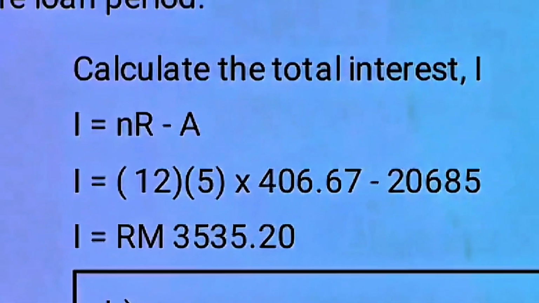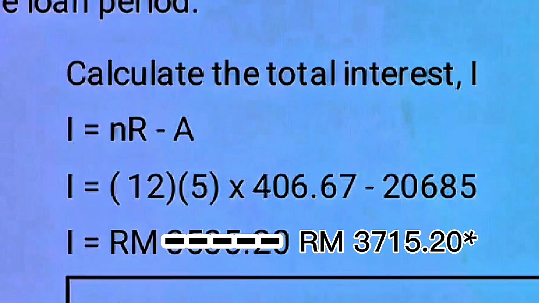Now we can calculate the total interest, which is I. For the total interest we will use the formula I equal to NR minus A. I equal to 12 times 5 times 406.67 minus 20,685. So the answer will be 3,715.20.